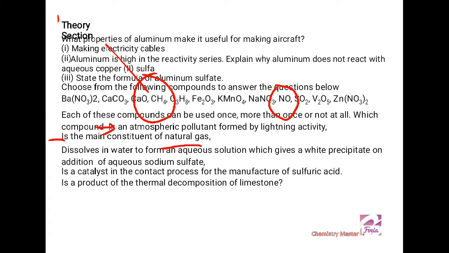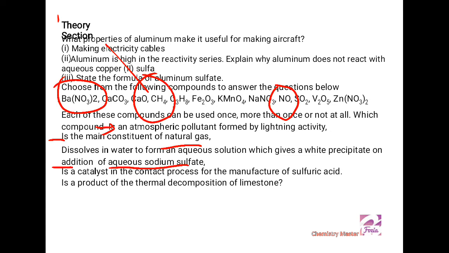What dissolves in water to form an aqueous solution, which gives a white precipitate on addition of aqueous sodium sulfate? This is barium nitrate. You write an equation for it also, because you have to see that the precipitate forming is white in color. Sodium sulfate reacts with barium nitrate to give barium sulfate.